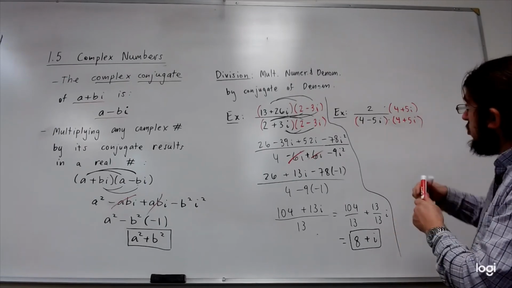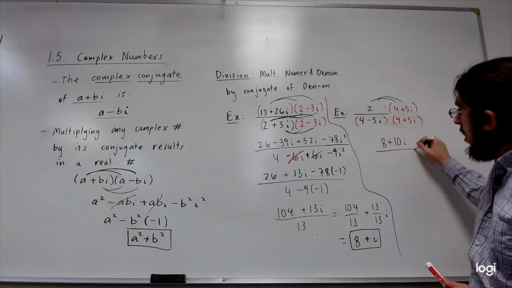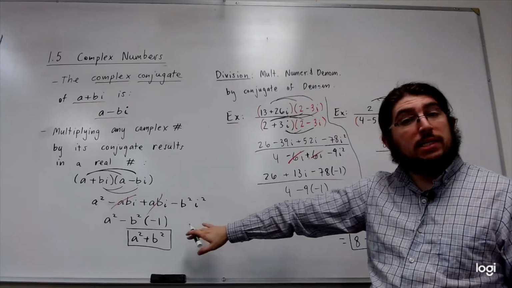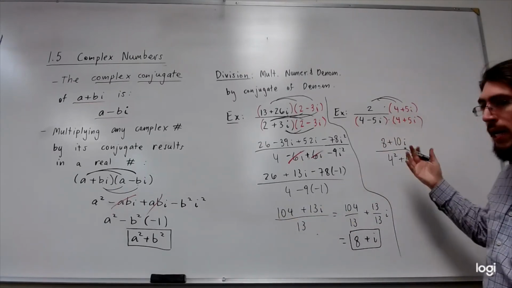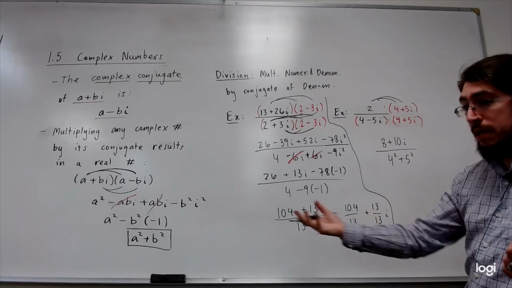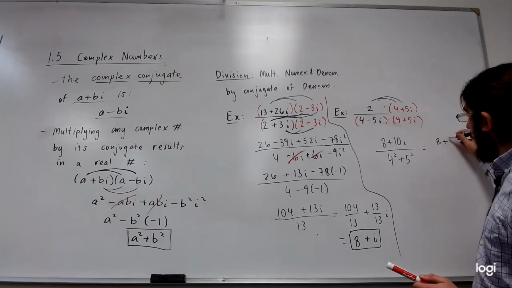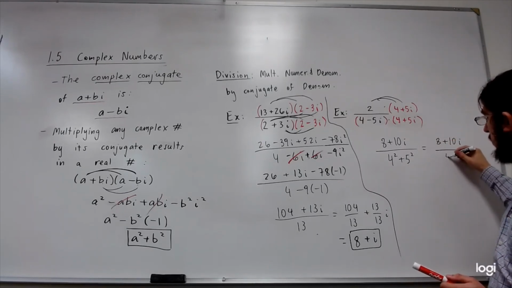On top, distributing this 2 will just give us 8 plus 10i on top. On the bottom, I'm going to do this quickly for us. I'm just going to follow this. We're going to get a squared plus b squared. So it's going to be 4 squared plus 5 squared. You can try it on your own, but believe me, that's what you'll get. We kind of proved it. So the top is just, again, 8 plus 10i. But the bottom is 16 plus 25, which is 41.